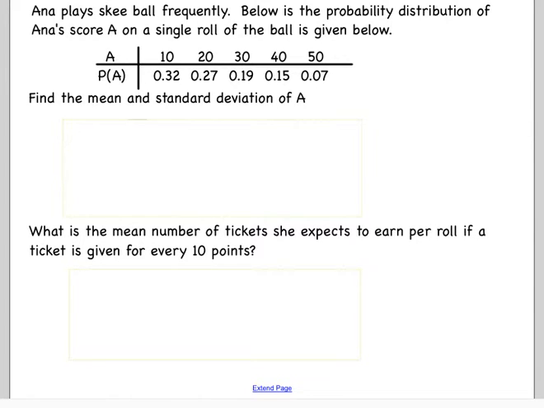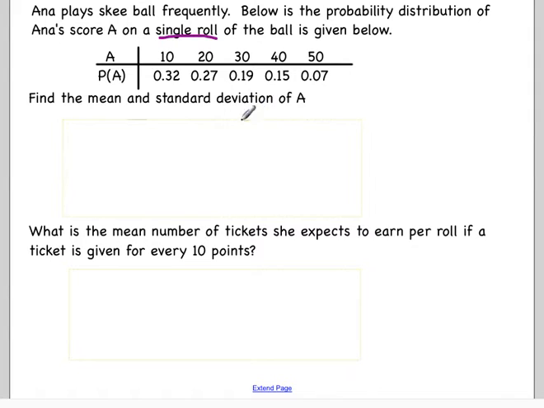All right, for this problem, we are given a probability distribution. This is Anna's playing skee ball. This is a probability distribution of Anna's score on a single roll. Okay, so we're supposed to find the mean and the standard deviation.